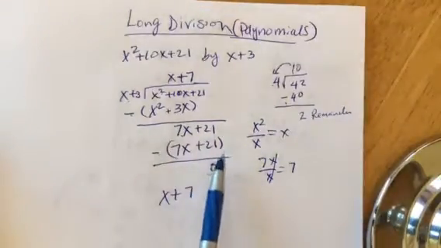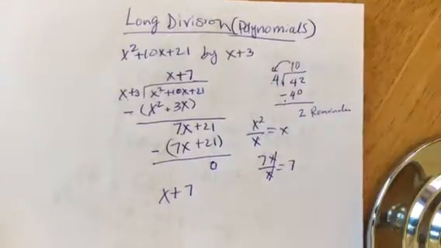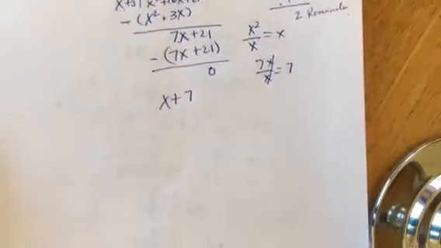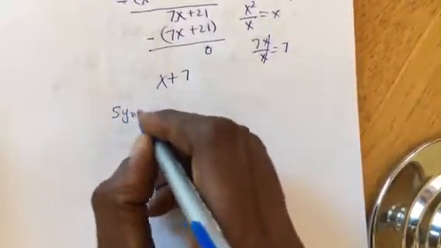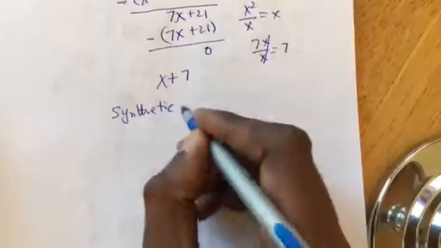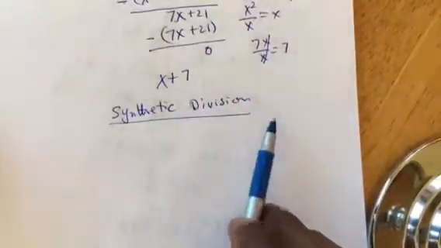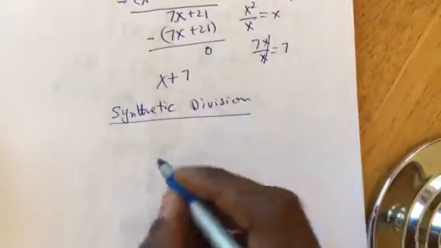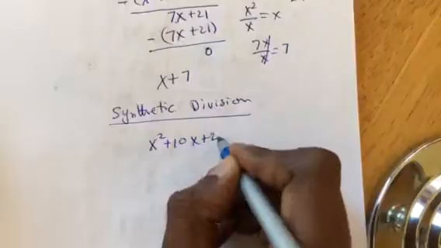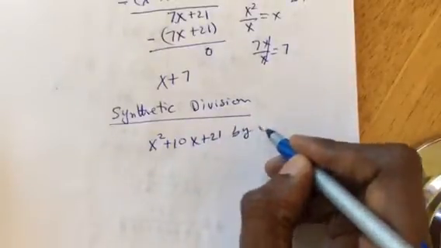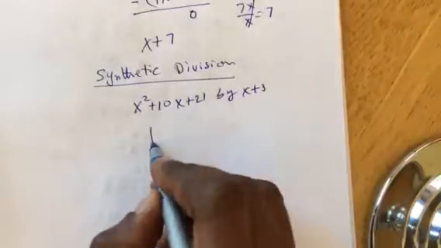So this is long division. So I guess I will just add, since I have a few more minutes, synthetic division. So the other part is what's called synthetic division, another way of doing it, right? So with synthetic division, here we have x squared plus 10x plus 21 divided by x plus 3, which is what we had, right? So with synthetic division, the way we write it is different.